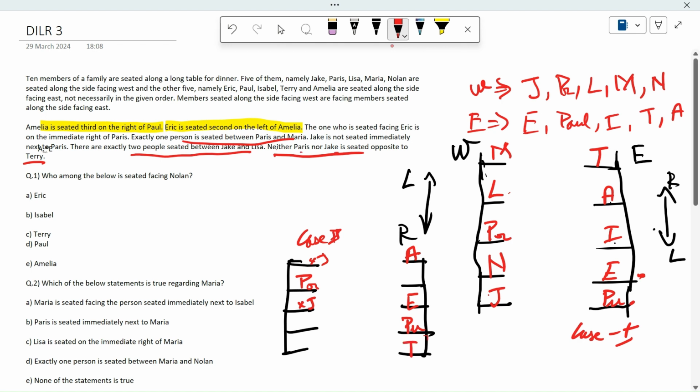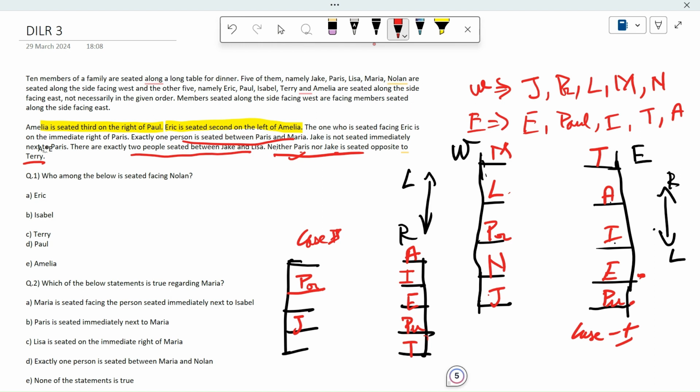So Teresi goes to this, and the left one, Isabel, comes here. Same case. We have used this point to get it here. So Jack cannot take this position also. So Jack goes to this position, and now we can fill it very comfortably. Exactly one person is between, so one person between.